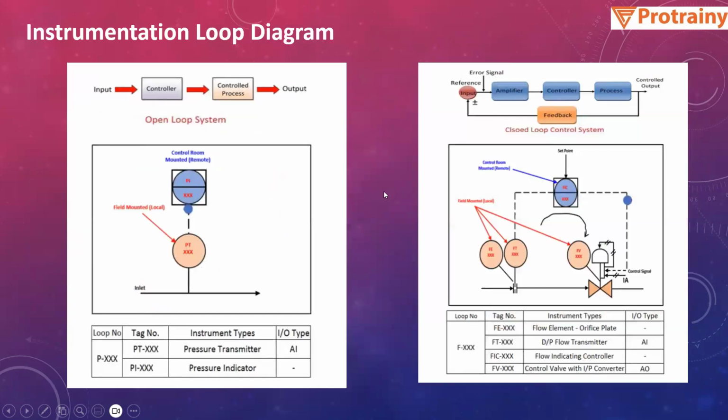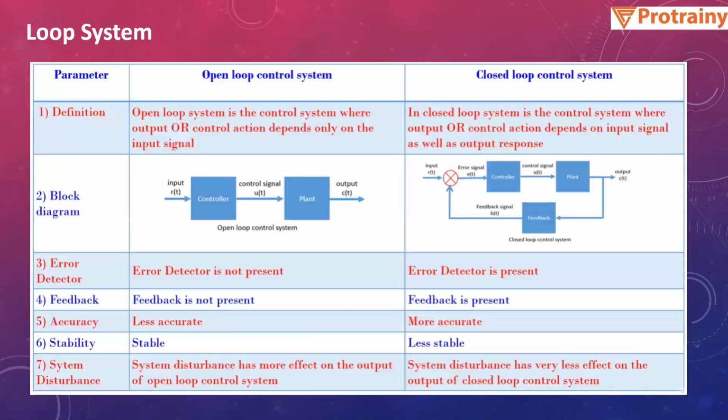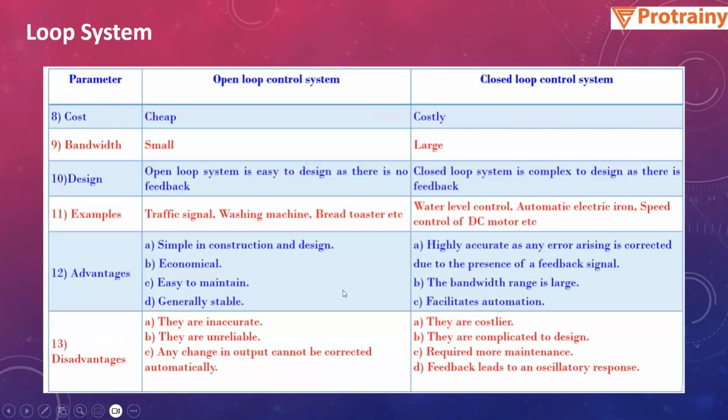Then loop diagram. So basically there are two types of loop: open loop and closed loop. So this is the difference between open loop and closed loop. In open loop it will be open, there is no closed loop, and in closed loop you can see that after output it is giving a feedback signal again, and it is going again to the user. So here the error detection system is available. In this case the error detection system is not available, but this one is more costly, this one is less costly. So these are the differences basically.